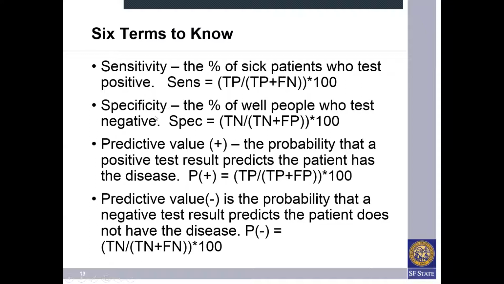The specificity is the percent of well people who test negative. That would be our true negatives divided by our total number of healthy people. Total number of healthy people would be our true negatives plus our false positives. And we convert that into a percent.